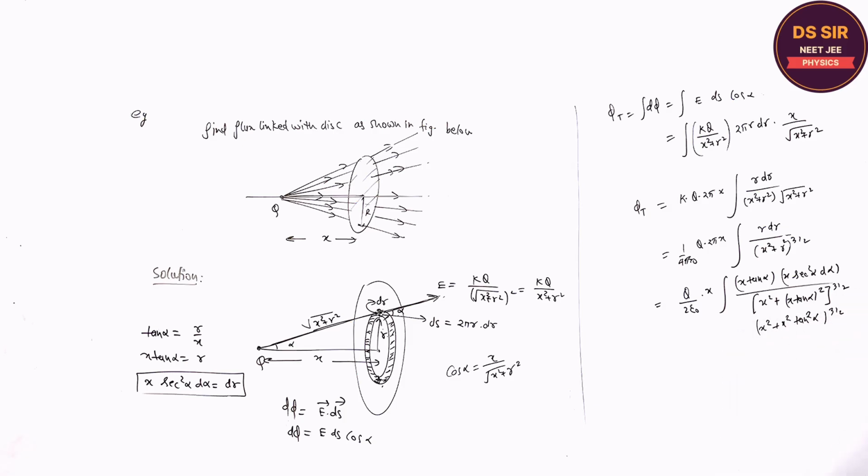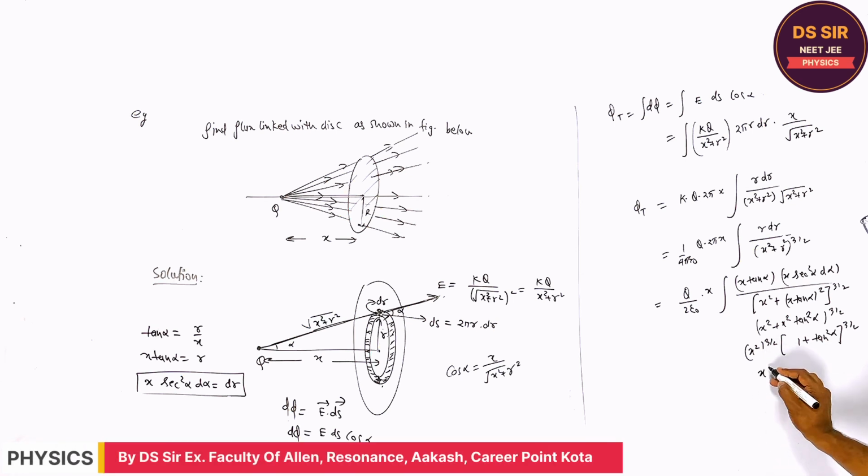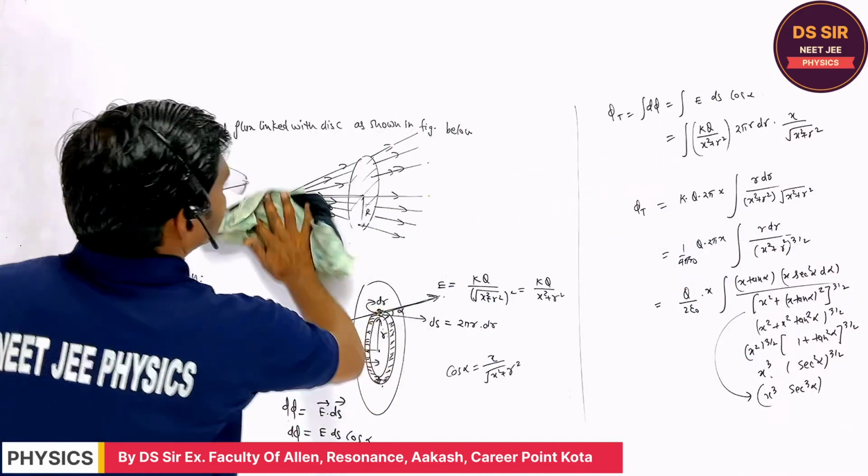If you take x square common, then x square raised to the power 3/2 will be common. Here, 1 plus tan square alpha raised to the power 3/2. So here it will be x cube, because the square and 2 will cancel out, and 1 plus tan square alpha is nothing but sec square alpha raised to the power 3/2. So it may be written as x cube and sec cube alpha. Is it clear or not? So this quantity can be written as x cube sec cube alpha, right? I'm writing this side now.